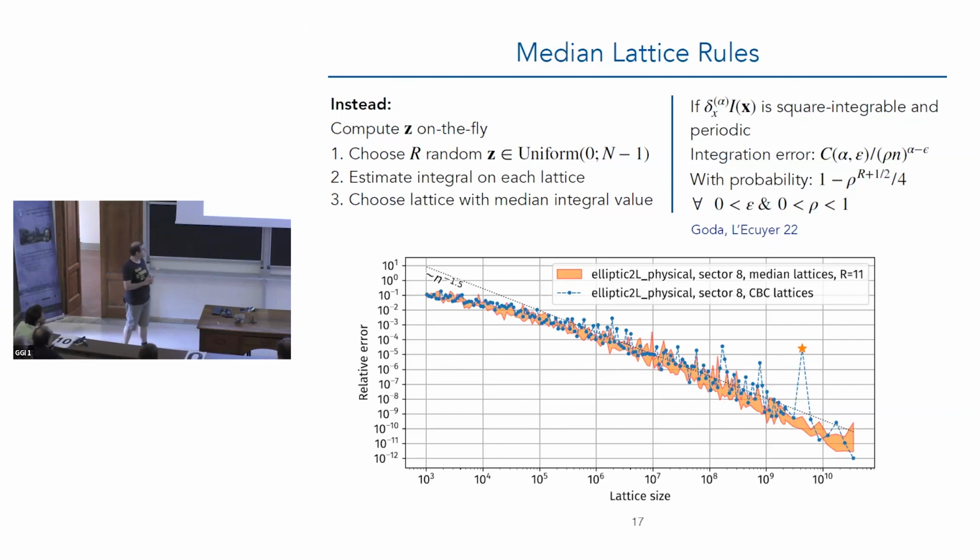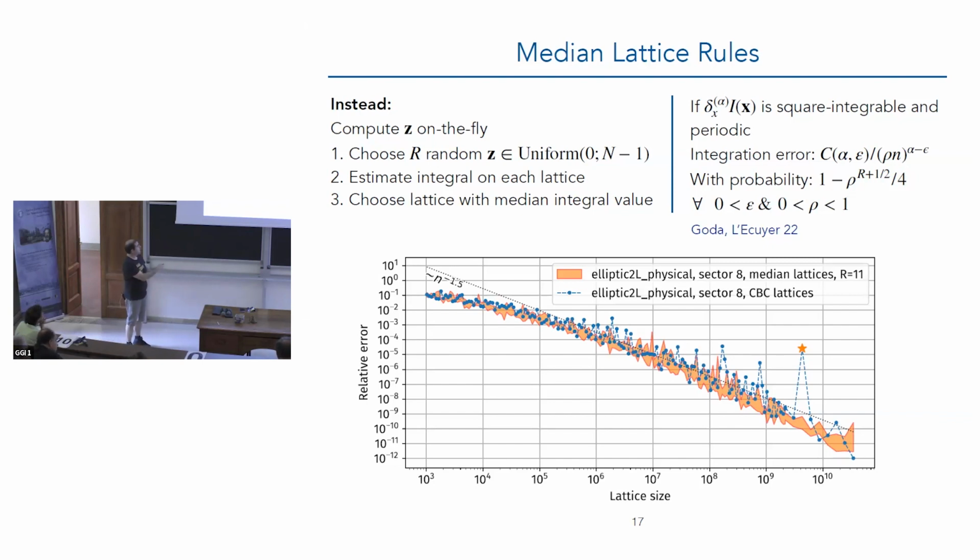It sounds like magic, but it was actually shown in 2022 by these mathematicians that, again, for an integrand that is square integrable, with derivatives that are square integrable, and periodic with degree alpha, the integration error indeed scales like 1/n to the alpha with a high probability, which depends on the number of lattice candidates that you actually try.